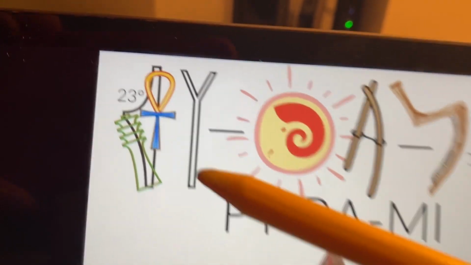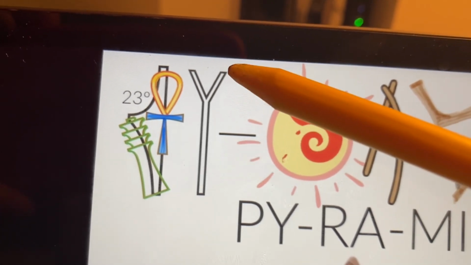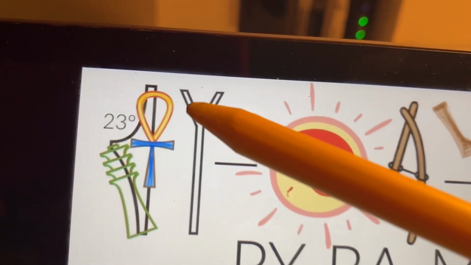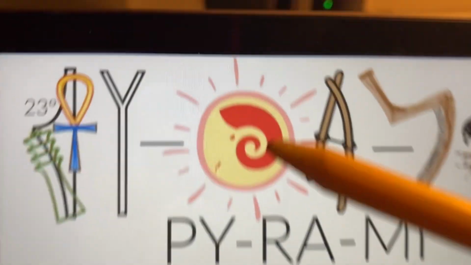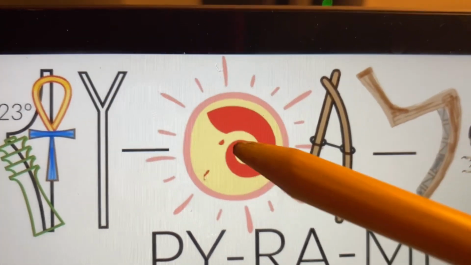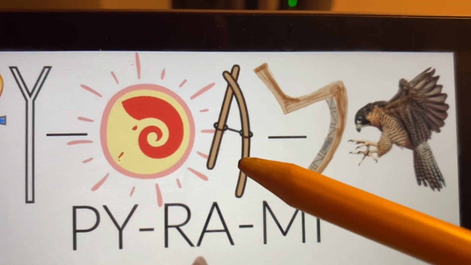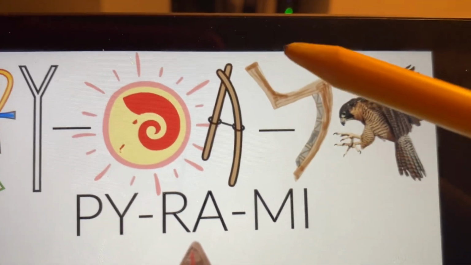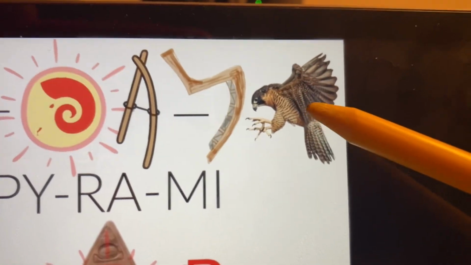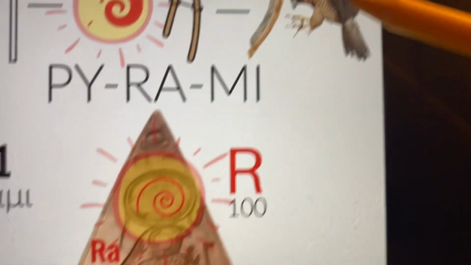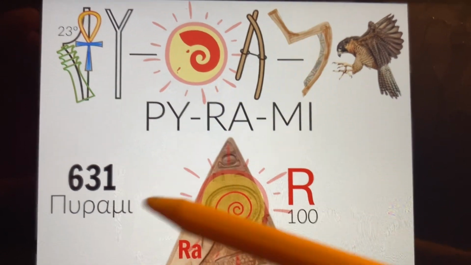Here's the U shoe pillar, which refers to the choices you make. The right branch refers to right choices. The left branch refers to wrong choices you make in your existence. And here's letter R, or the ram horn in the sun. Value 100. A is number 1. Letter A. Here's letter M. Value 40. And then I is the 10th letter. Value 10, or Horus the falcon. So we get Pir Rami, and the sum of these letters equals 631.